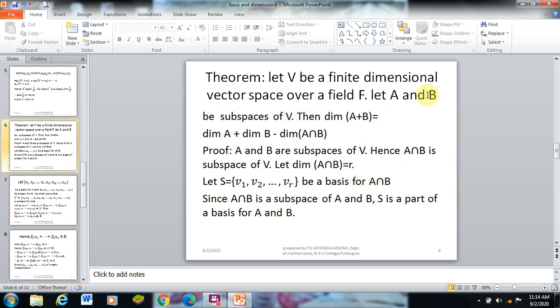Here the given terms are A and B, subspaces of V. A intersection B is a subspace of A, and of B, so A intersection B is a subspace of V. The dimension of that is r. We take S equal to the set of r vectors v1 to vr as a basis for A intersection B. A intersection B is a subspace of A and B means S is a part of the basis for A and B.